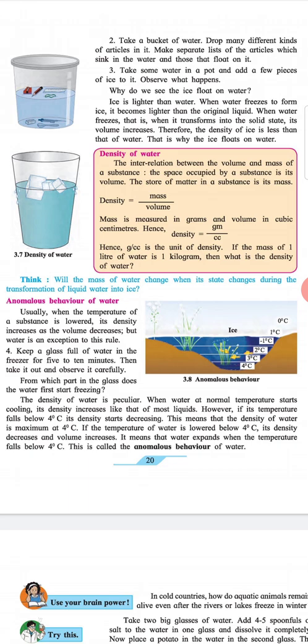Mass is measured in grams and volume in cubic centimeters. Hence, density is equal to gram divided by cubic centimeter. Hence, gram per cubic centimeter is the unit of density. If the mass of 1 liter of water is 1 kilogram, then what will be the density of water? Think. Will the mass of water change when its state changes during the transformation of liquid water into ice?